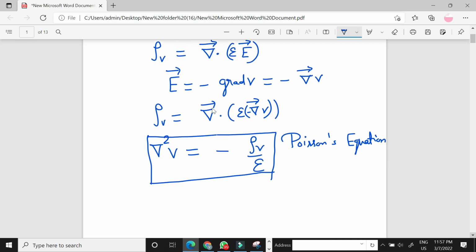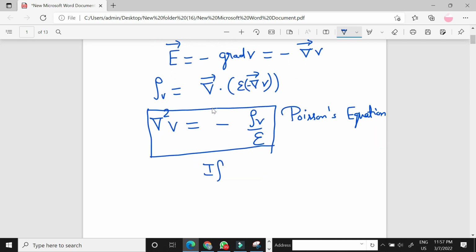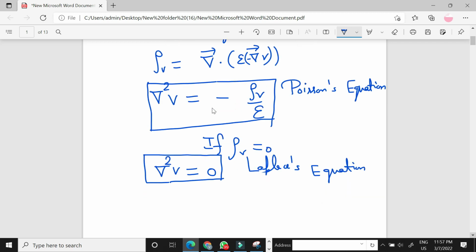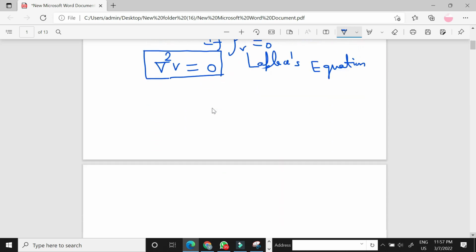If rho v is equal to 0, then del square V is equal to 0, and this equation is known as Laplace equation. Now we will derive Poisson's and Laplace equations in all three coordinate systems.